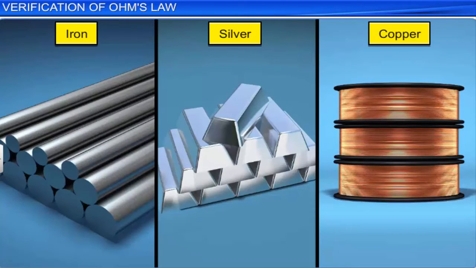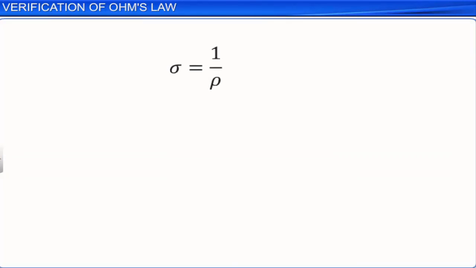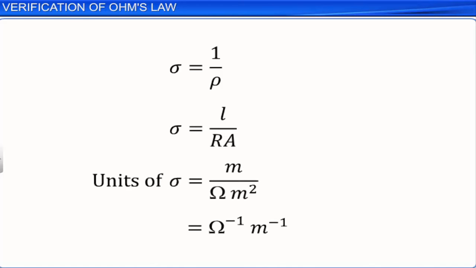Another important property of a material that determines its ability to conduct electric current is conductivity. Conductivity, represented by the symbol sigma, is the reciprocal of resistivity. That is, sigma is equal to 1 by rho or L by RA. Conductivity is measured in per ohm meter or Siemens per meter. Since conductivity is the reciprocal of resistivity, its unit is the reciprocal of ohm meter, that is, per ohm meter.